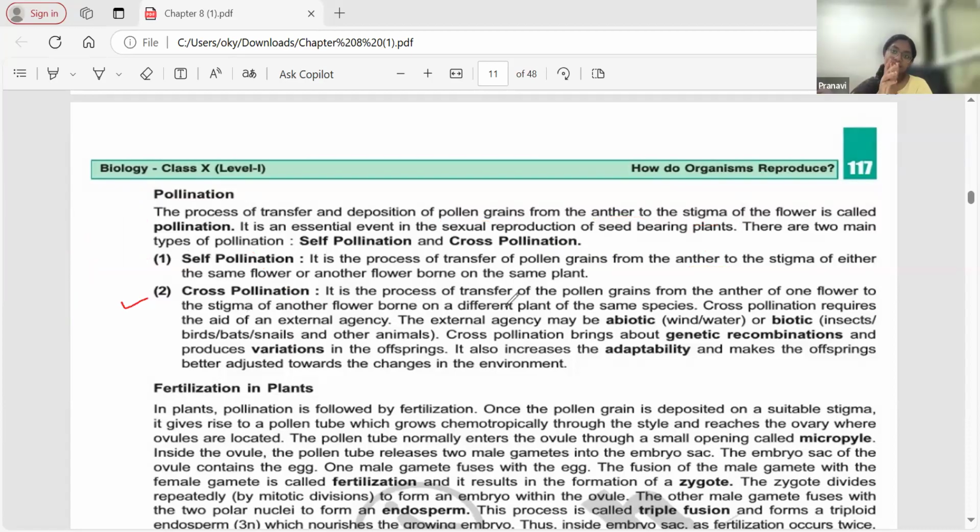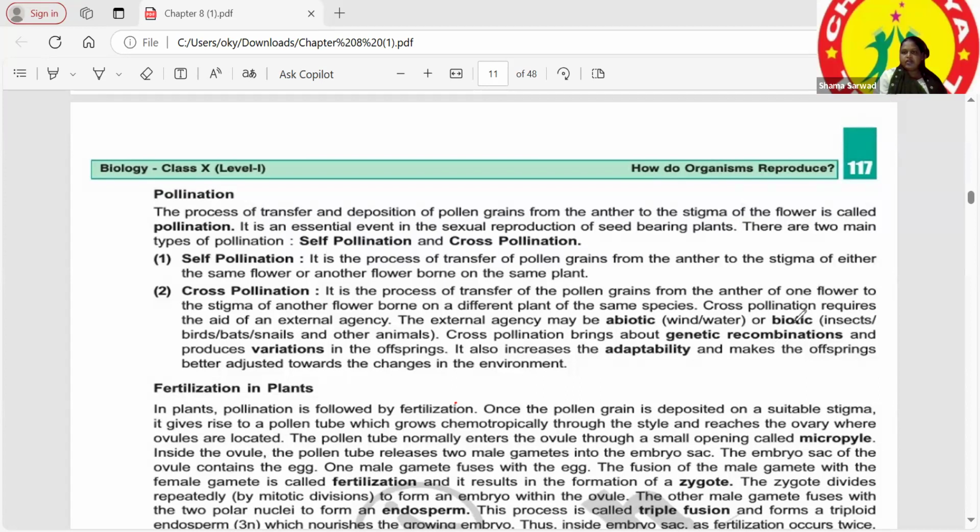Now what about cross-pollination? Cross-pollination is the process of transfer of pollen grains from the anther of one flower to the stigma of another flower borne on a different plant of the same species. Understand? Different plant, same species. Ma'am, can pollen from a different species mate? It can, but then there would be hybrid formation. Pollen cannot germinate in the ovule of another species, because nature will not give favorable conditions for that. So same species only, but from different flowers.